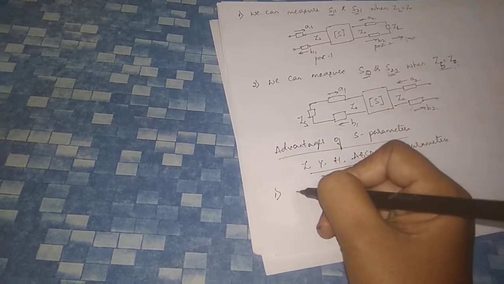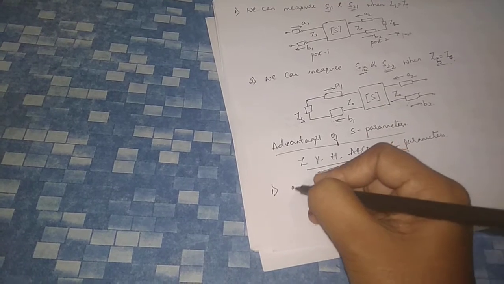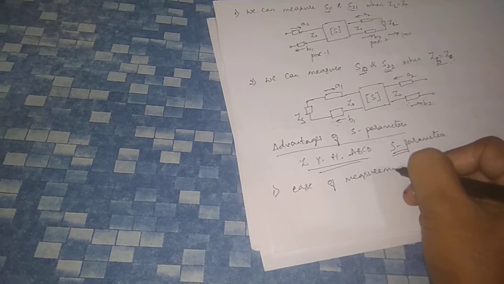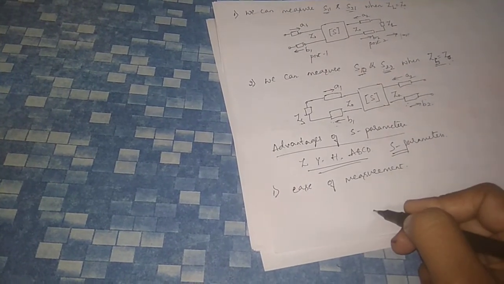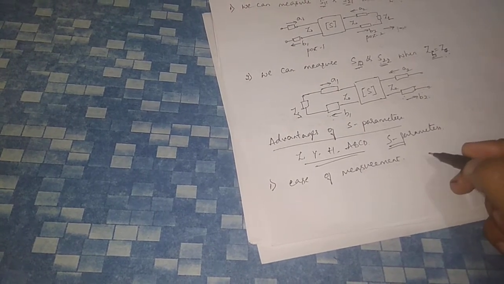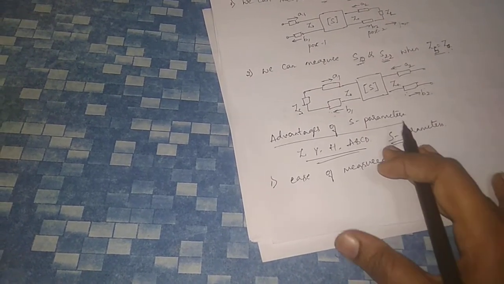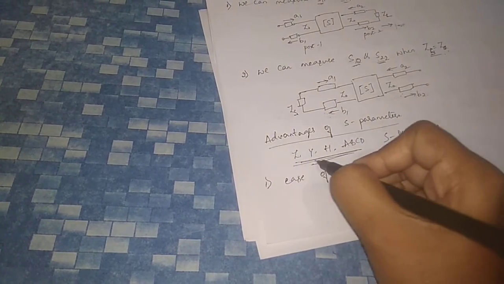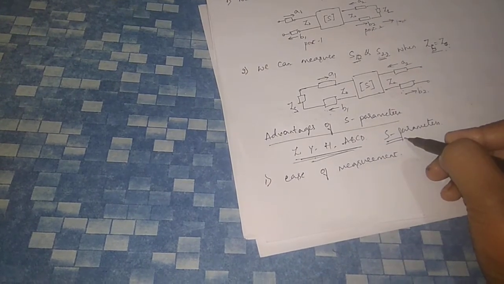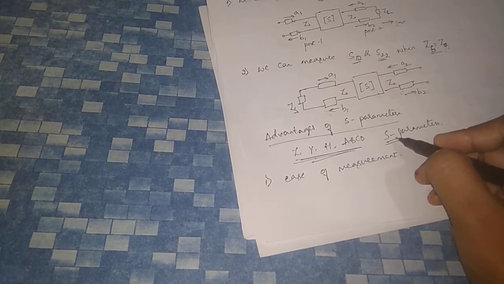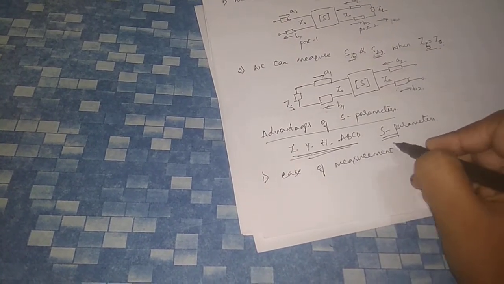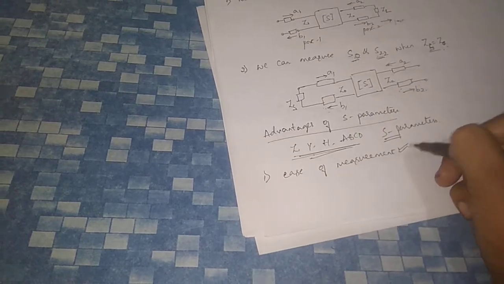The first one is ease of measurement. It is very easy to measure these values at high frequencies compared to open or short circuit currents and voltages. If you use those other parameters, you have to go for the open or short circuit method. With S parameters, there is no need of any open circuit or short circuit as in voltage and current measurements. So it is very easy to measure.